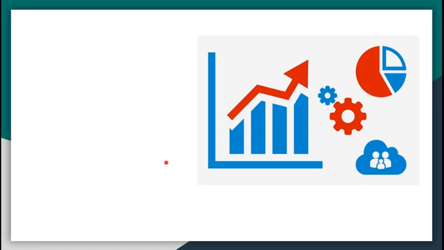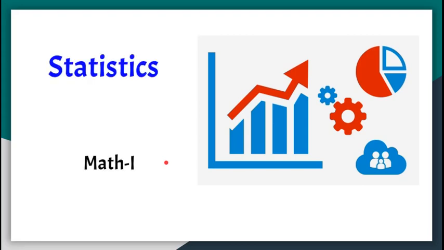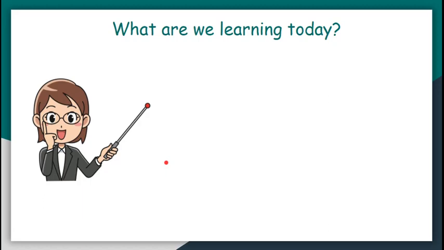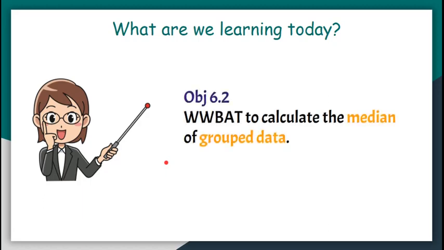Hello everyone, welcome to another Math 1 session in which we are doing the chapter Statistics. As we know, there is a wide variety of topics that we are going to cover in this chapter, out of which we have already seen how to calculate the mean, median and mode for ungrouped data. We have also calculated the mean for grouped data, which means the next objective that we are learning today is, you can pause and start writing, we will be able to calculate the median of grouped data.